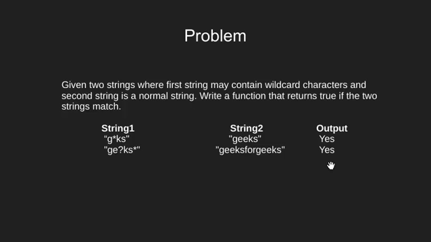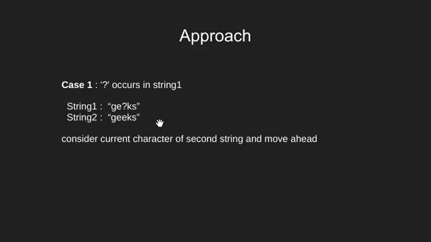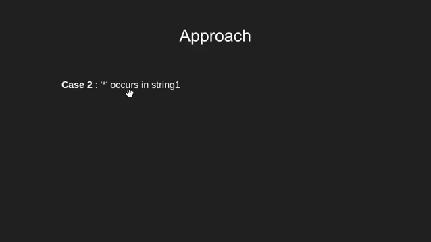Now let's think of the approach. We clearly have two cases of asterisk and question mark. Let's deal with them. So first, what should we do if we have a question mark in the first string? See here with an example. The first string has this wildcard character. Now the solution for this is to accept the current character in the second string and move ahead. So here we accept that this question mark can be replaced with an e and both the strings would then be the same.